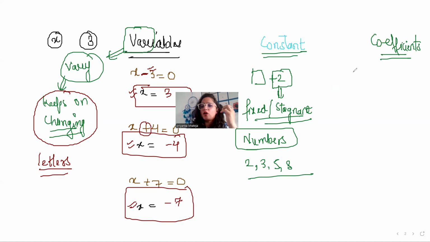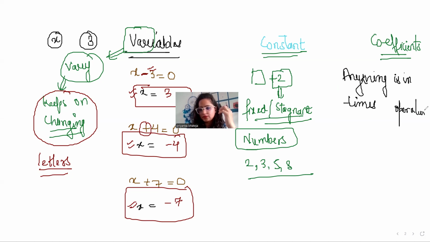Okay, nice. Now coefficient. Anything that is in times operation with your variable. Is my handwriting clear? Okay, here I wrote variable. So anything that is in times operation with your variable is known as your coefficient.